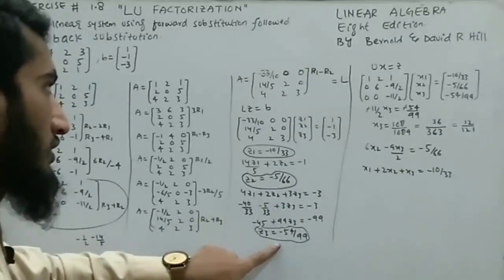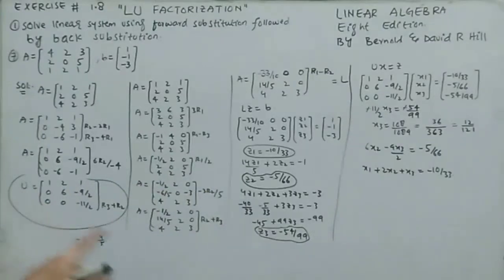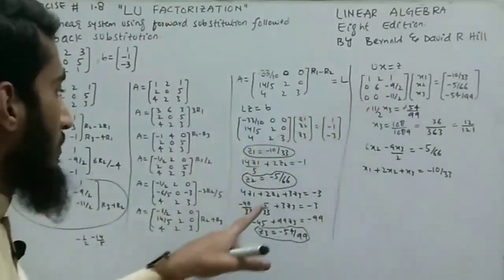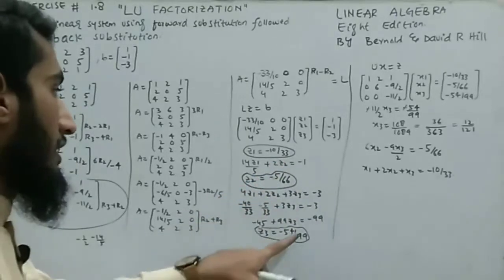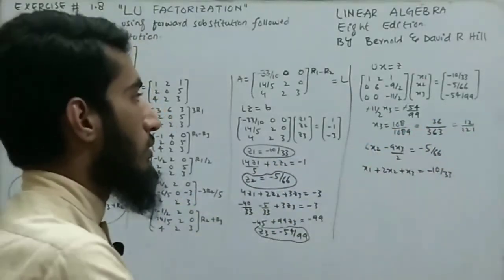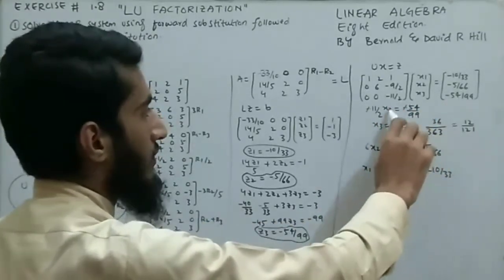This is forward substitution. Now use another formula, Ux is equal to Z. My U is given, which is this matrix, X is unknown and Z is given, which we already found: minus 10 by 33, minus 5 by 66 and minus 44 by 99. So we will use backward substitution. Minus 11 by 2 times x3 will be minus 54 by 99. It will give us x3.